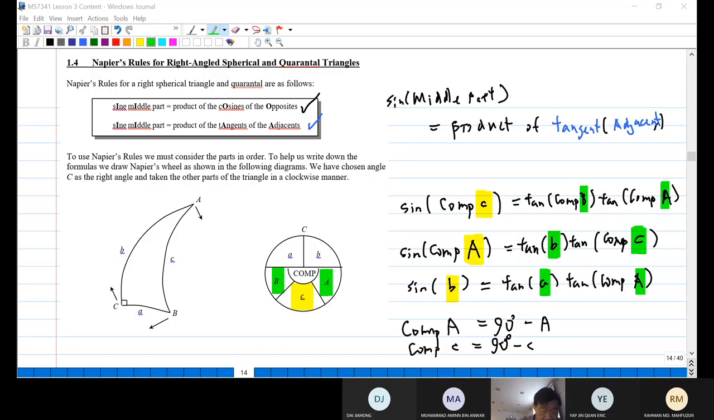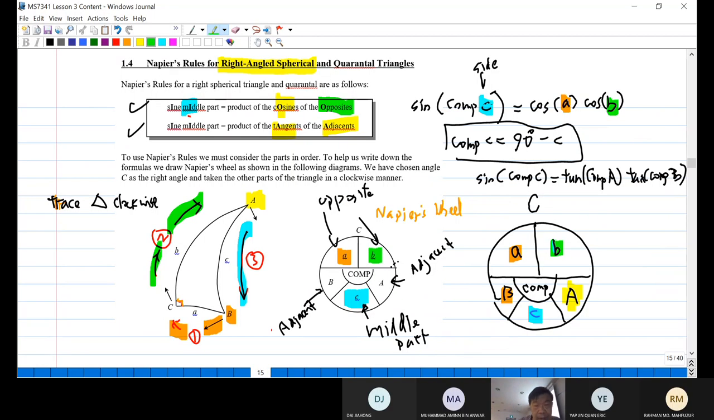Okay, so let's continue. Yeah, anybody got any question? Okay. All right, so let's continue the example now, right? So the one I explained about how to traverse the wheels, how to get in, how to get out.